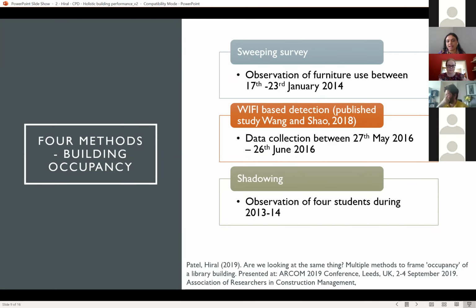The second one is a published study by Professor Li Shao and his colleague. They used a Wi-Fi-based detection technique to explore occupancy patterns in a given space in the library, and I'll talk about that a bit more. The third method is shadowing, so it's observing closely the students, what they're doing. I shadowed 4 students. I went with them in the building, sat next to them, made notes of what they're doing, and interviewed them. The fourth technique I won't be talking about here today, but it was about using an archival questionnaire. There was a student survey from 1969, which showed the occupancy patterns that existed at that time. But you can find more information in the reference below.